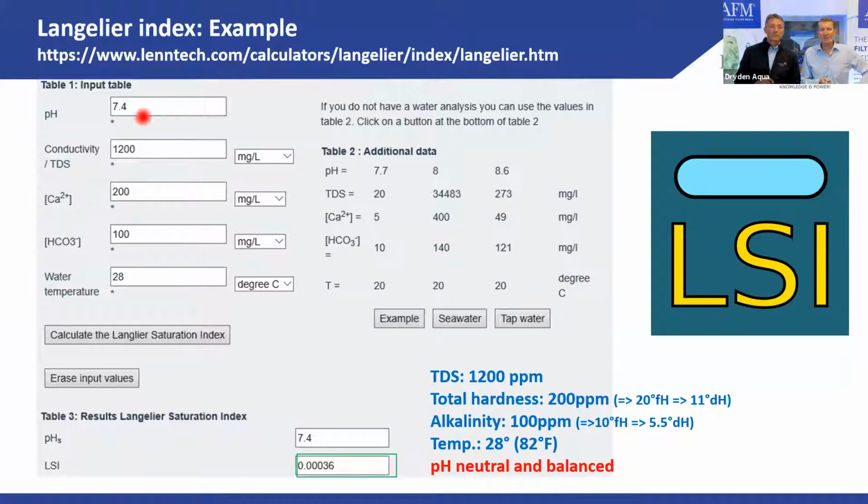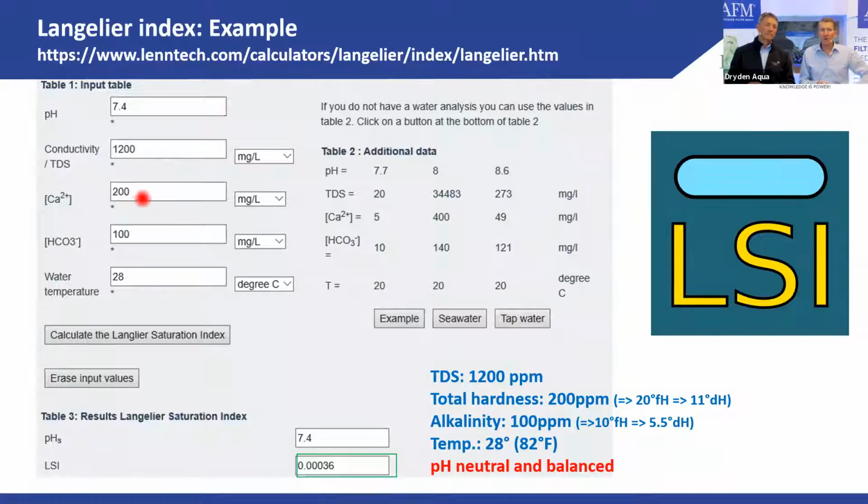So let's say we have 7.4 pH, a conductivity or TDS of 1200 milligrams per liter. That would be roughly 1 kilogram of salt, because usually you have some calcium and magnesium in your water, so your tap water will already have roughly 200 TDS, maybe 400. You add 1 kilogram of salt, you're at 1,200. So definitely 1 kilogram of salt. Still a very low salt.